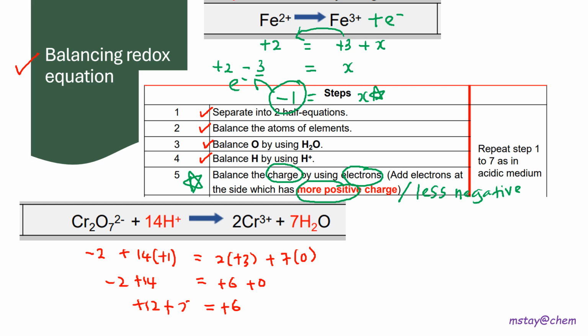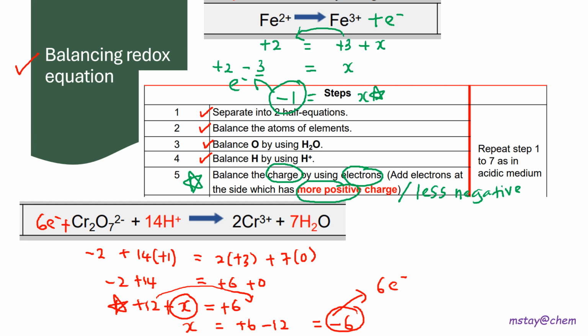So I will add plus x over here. What will be the value of the x? So x equal to positive 6, positive 12 moves to here and becomes negative 12. Then you end up with the answer negative 6. What does this mean? This negative 6 represents 6 electrons. You will put the 6 electrons at the more positive side, which is positive 12, following the x sign. So here you will put 6 electrons. I hope it is clear for this step.